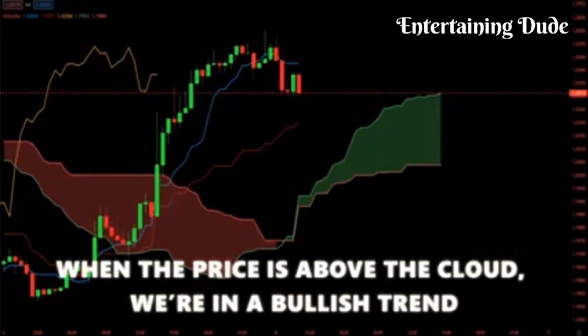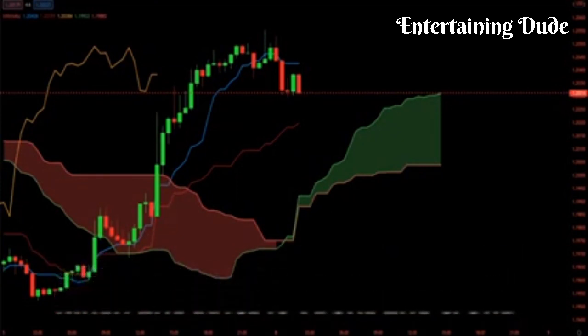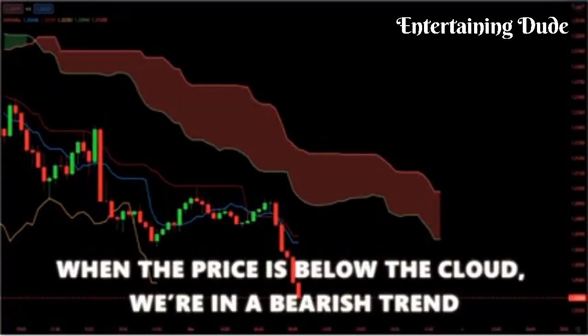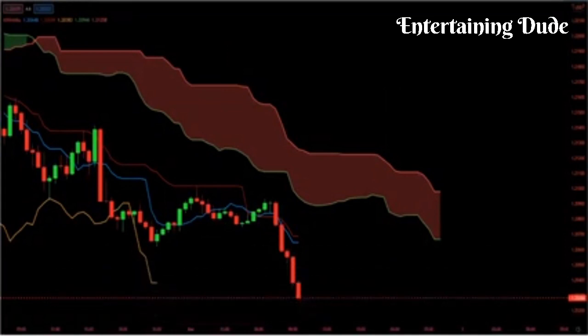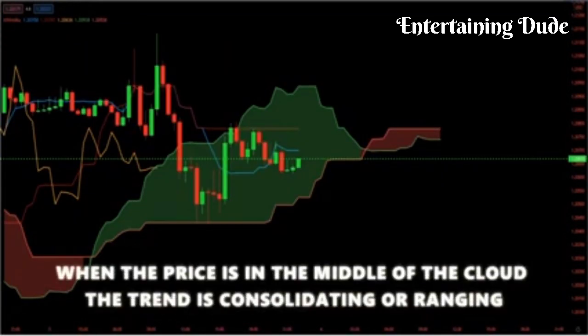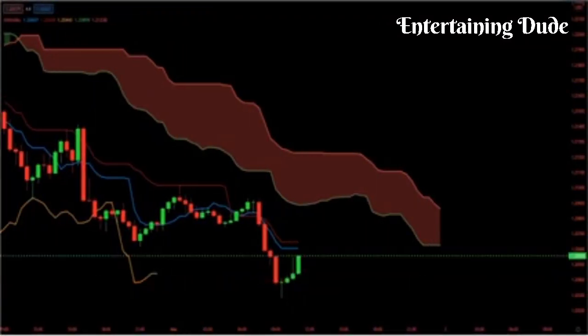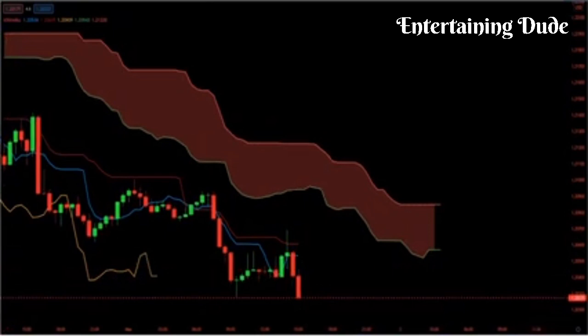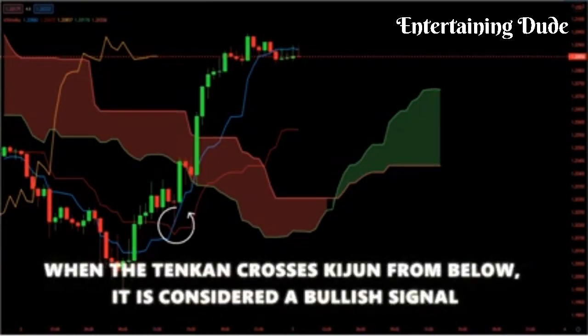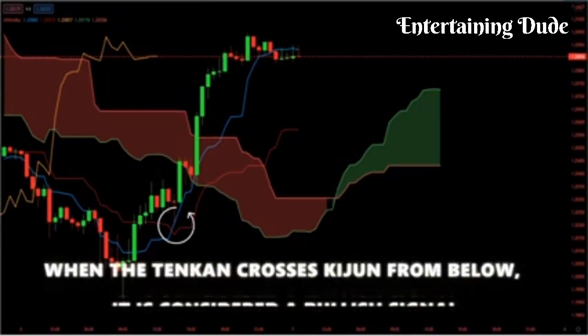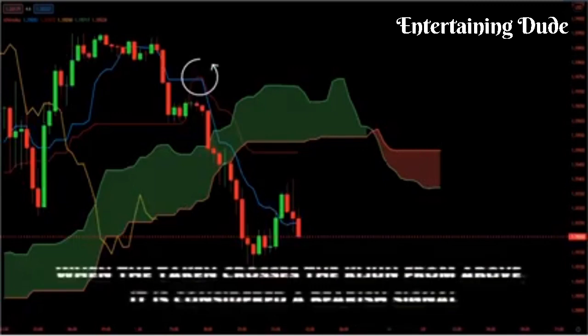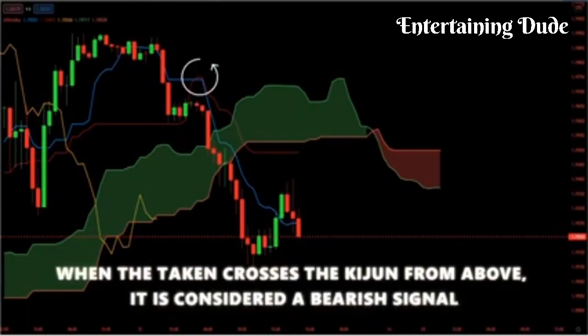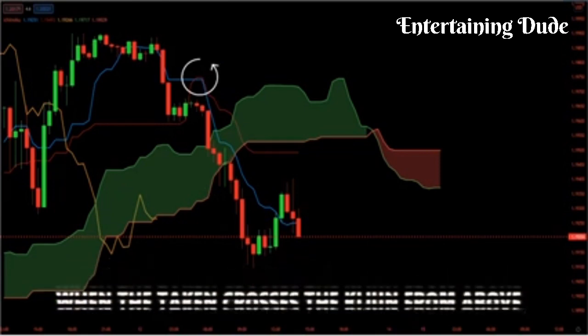When the price is above the cloud, we're in a bullish trend. When the price is below the cloud, we're in a bearish trend. When the price is in the middle of the cloud, the trend is consolidating or ranging. Furthermore, the Ichimoku charting technique provides bullish and bearish signals of various strengths. When the Tenkan crosses Kijun from below, it is considered a bullish signal. When the Tenkan crosses the Kijun from above, it is considered a bearish signal. The Kijun line is shown as the red line above.